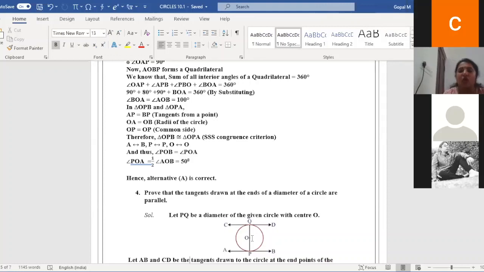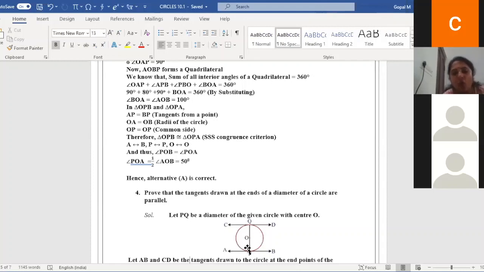So one thing we have learned according to theorem 10.1, this OQ is perpendicular to CD. Same thing, OP is perpendicular to AB. So angles OPA and OPB both are 90. Same thing, OQC and OQD are equal to 90 degrees. Am I clear, children? So the line from the center to the tangent is always perpendicular. We have learnt this in theorem 10.1.